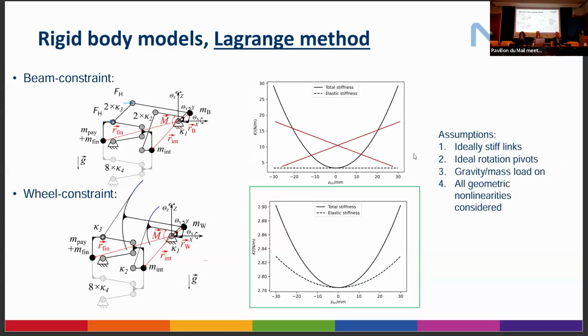Now, if you want to attach an additional guiding mechanism to your balance, there's a small advantage for the wheel over a beam. The reason is that with a beam, because of this arc motion, you have those horizontal forces. And if you try to calculate the total stiffness of the mechanism using Lagrange formalism, you can see you have a very large nonlinear total stiffness. So for this particular application, the wheel has the advantage if you want to add an additional guiding mechanism.